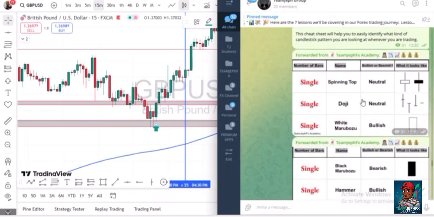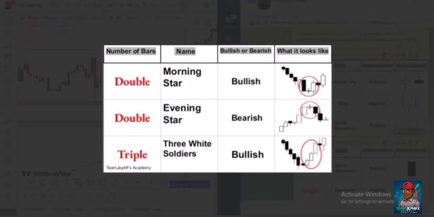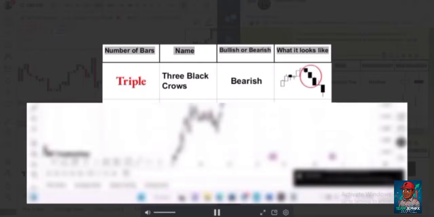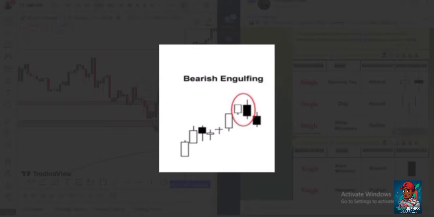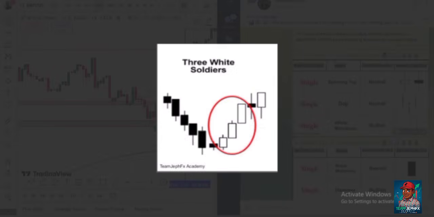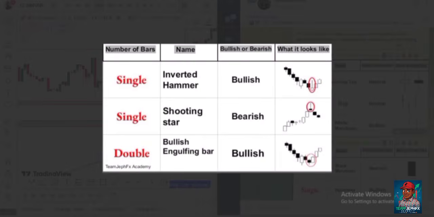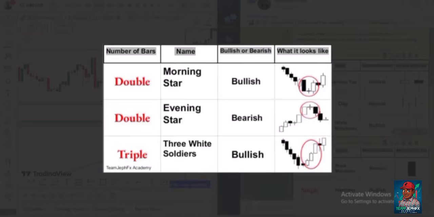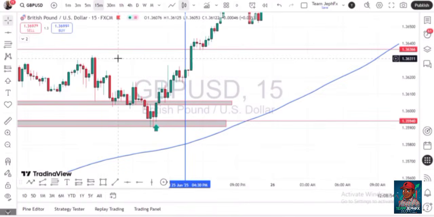Let's check the chart pattern. Three green candles. Let's look at that. Beautiful. We call it the three white soldiers. Whenever you see it like that, three white soldiers, that's what it is called. Look at it, and it's indicating bullish. It's indicating an uptrend.